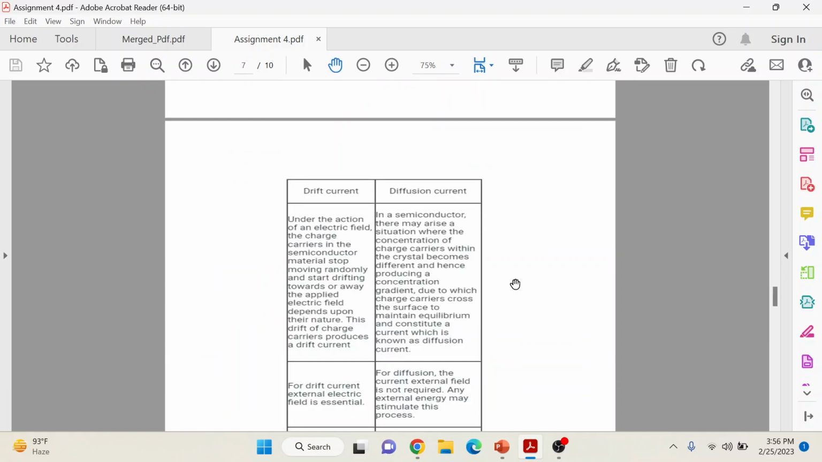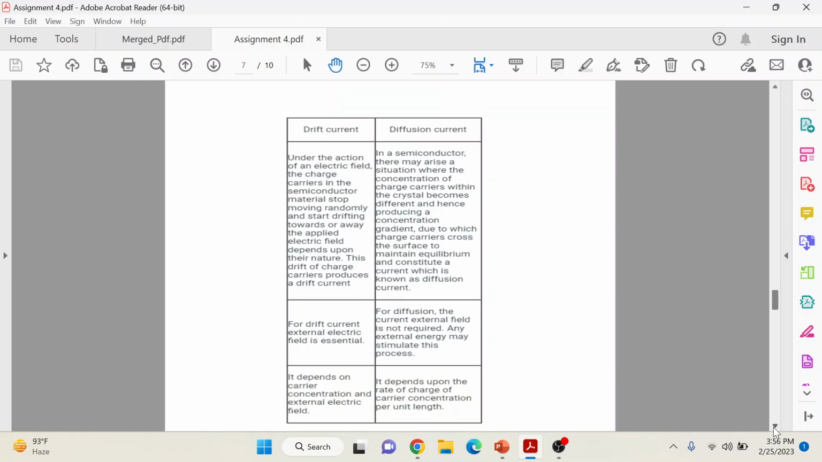To explain more, the difference between drift and diffusion current is this. Under the action of an electric field, carriers start drifting toward or away from the applied electric field depending on their nature. So the drift of charge carriers produces a drift current, but in a semiconductor, diffusion is due to the concentration gradient. For drift current, an external electric field is essential, but for diffusion current an external field is not required. It depends upon the rate of change of carrier concentration per unit length.